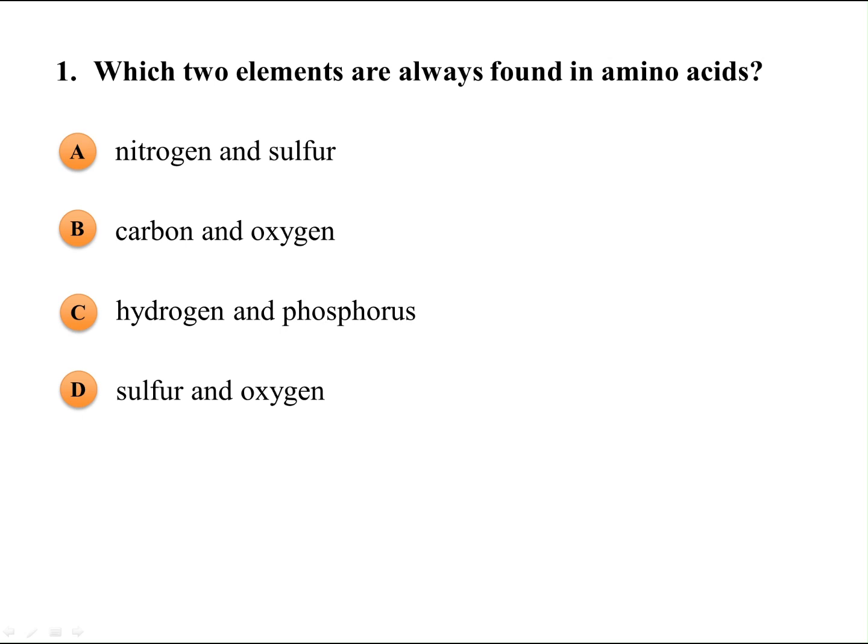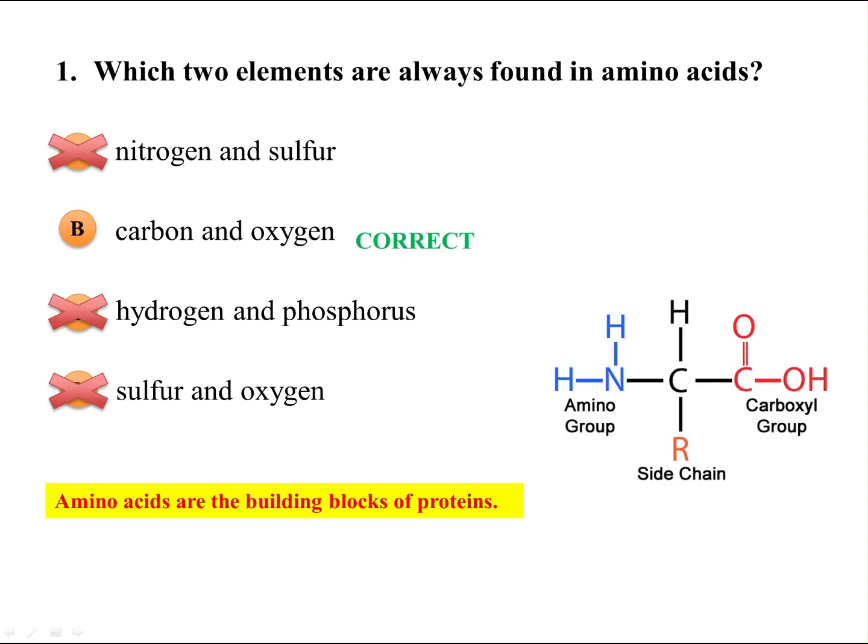Which two elements are always found in amino acids? Of course, the answer is carbon and oxygen, because not all amino acids contain sulfur or phosphorus, but all amino acids contain carbon and oxygen.